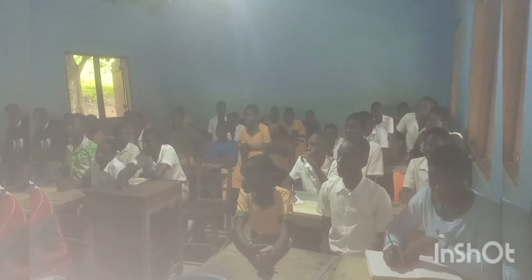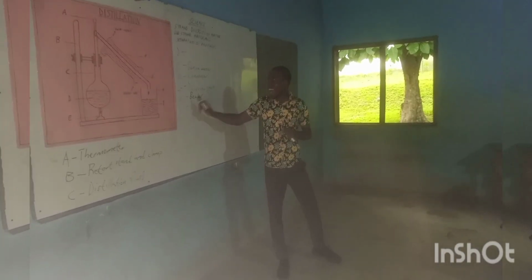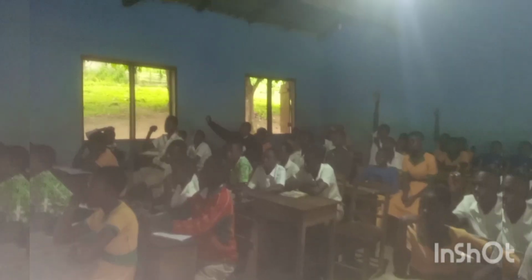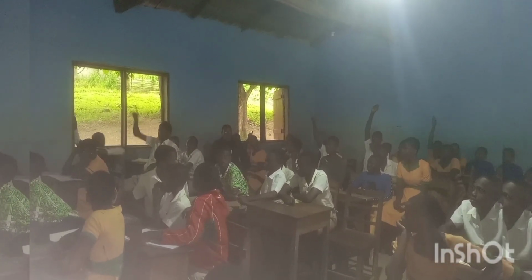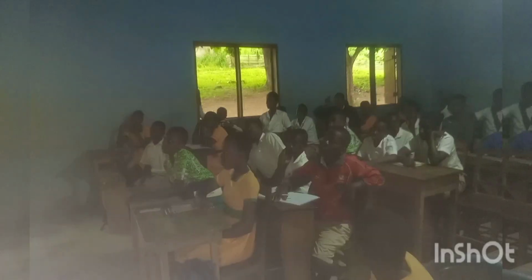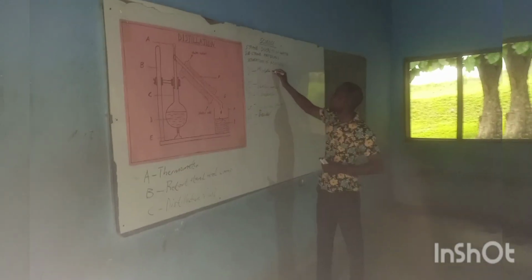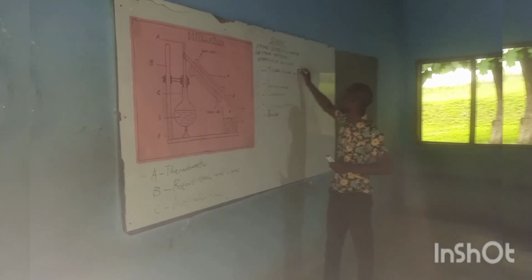Mixture of alcohol and water. Where can we place it? I or D? Will it be in the beaker or the distillation flask? Okay, so it will be here, D. So mixture of alcohol and water.